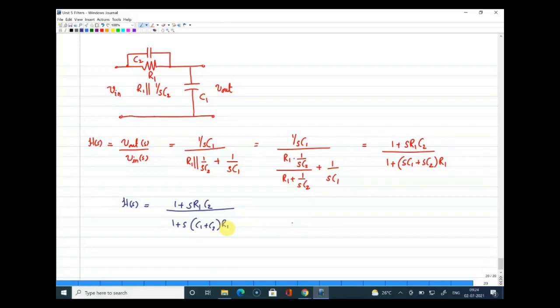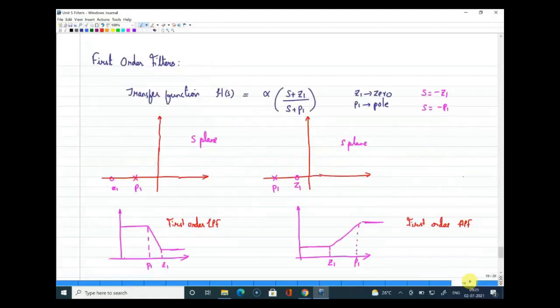All right, yeah. So now after looking at this expression, what is the takeaway? What do you infer from this? Here we have written it in the other form, the 1 plus S tau form, where tau is a time constant. For an RC circuit, tau is RC.